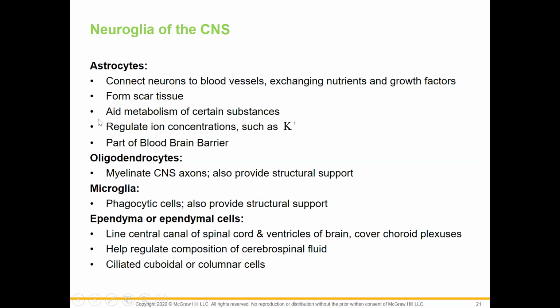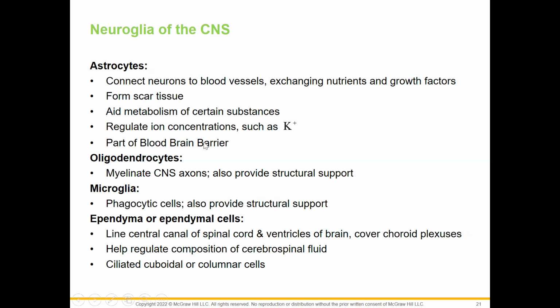It will aid in the metabolism, in the breakdown and building up of certain substances. Astrocytes will help to regulate ion concentrations. Remember that the functioning of nerves depends on ion concentrations. You have to have a certain amount of potassium on one side of a membrane, and a certain amount of sodium on the other side of the membrane. Those concentrations must be maintained at those levels in order for the nerves to be able to do their job. And the astrocytes will form part of the blood-brain barrier.